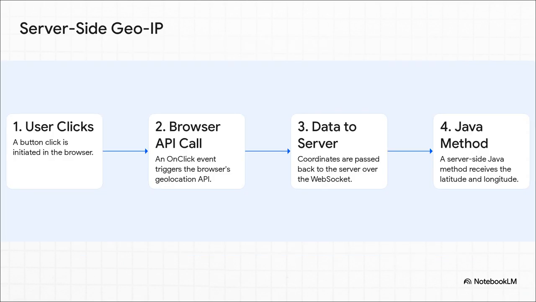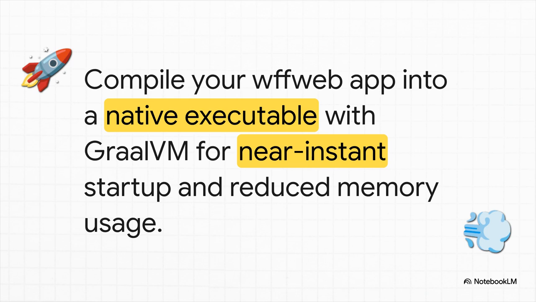Let's make this super concrete. How do you actually talk to a browser API from the server? Well, here's the flow for getting a user's location. The onClick event itself is defined in your Java code. That event tells the browser to run a tiny JavaScript snippet to get the coordinates. Then, and this is the cool part, that data is sent straight back over the WebSocket directly to a Java method on your server, which receives the latitude and longitude as native Java doubles. It's full server-side control.